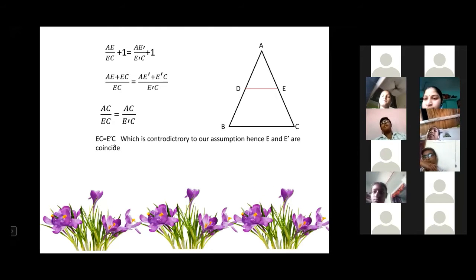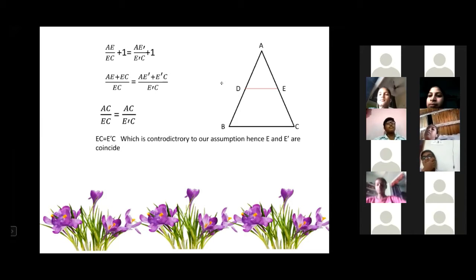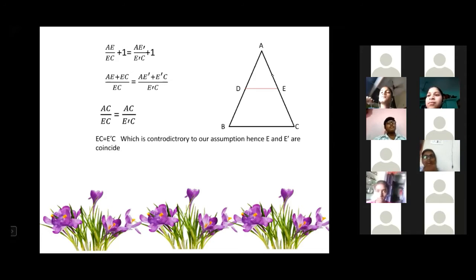EC and E dash C are equal. This is a contradiction. Why? Previously, I assumed that E is different and E dash is different. If these two are equal, E and E dash overlap each other.